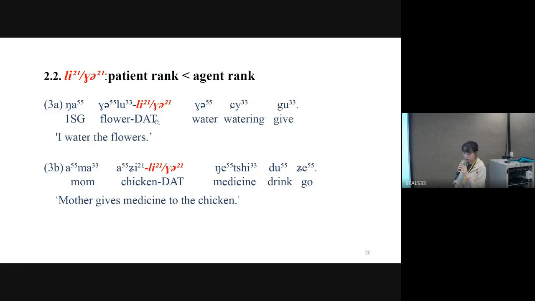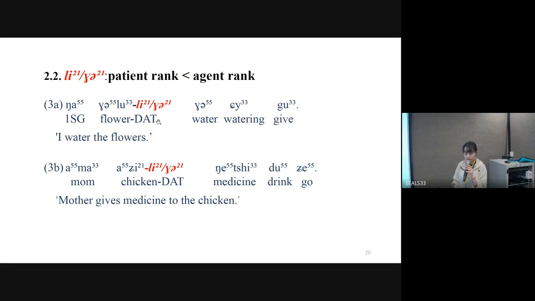And two wanted to show the patient rank lower than the agent rank. In general, in this situation a patient is not necessary to mark, but there is an exception. It's like this example, a set exception. So for example, ulu ni or ulu shiku: I water the flowers. The flowers are ranked lower than the agent, but as its language, it's also needed to mark with the dative or beneficiary.